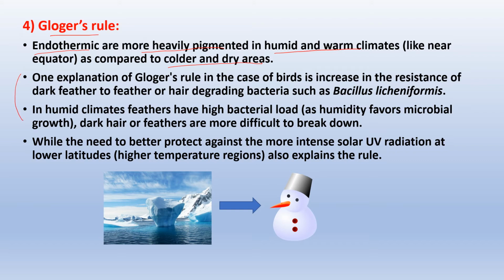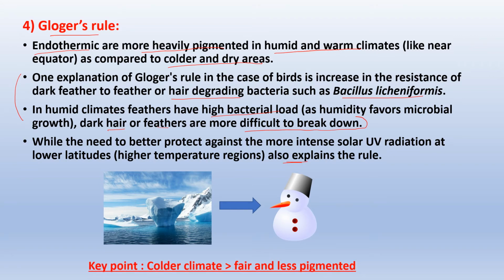One explanation is that in birds, increasing pigmentation increases resistance against feather-degrading bacteria such as Bacillus licheniformis. In humid climates, feathers have a high bacterial load as humidity favors microbial growth, everyone knows. Dark hair or feathers are more difficult to break down, and this is the reason that in warmer or humid climates the feathers are heavily pigmented, while the need to better protect against more intense solar UV radiation at lower altitudes also explains the rule.